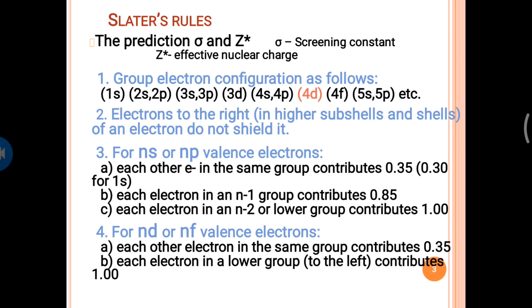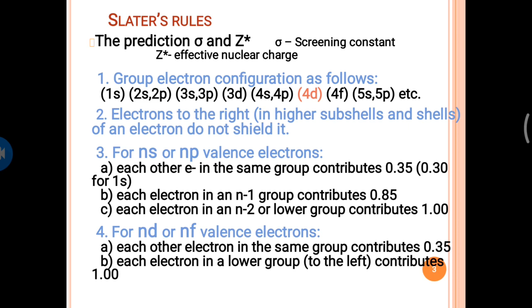Third rule: if we calculate for an ns or np type valence electron, the contribution from other electrons in the same ns np group is 0.35, and for the 1s inner shell it is 0.30. The contribution from the n minus 1 group is 0.85. The contribution from the n minus 2 shell and lower is 1. This is the third rule.